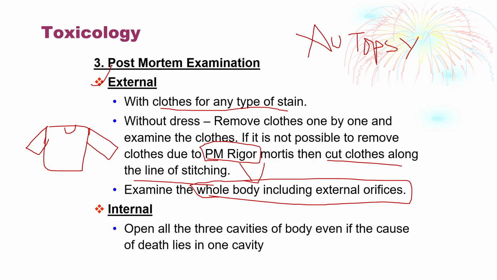Now we'll go for internal examination. There are different procedures for the internal examination. We'll be discussing them in a separate chapter on the autopsy. Right now, the simple thing is that in the dead, we will go for checking all the three cavities one by one after the death. So that will give us an idea.